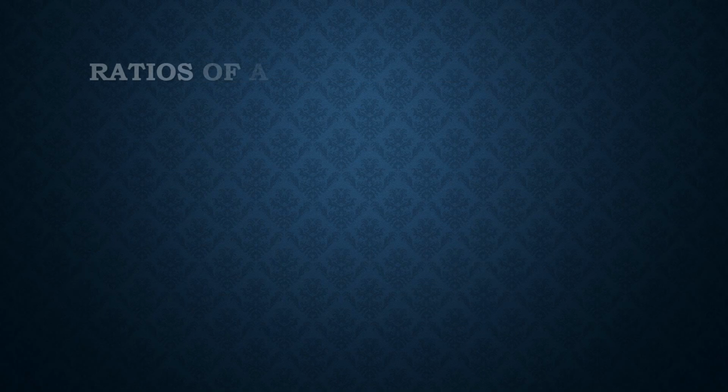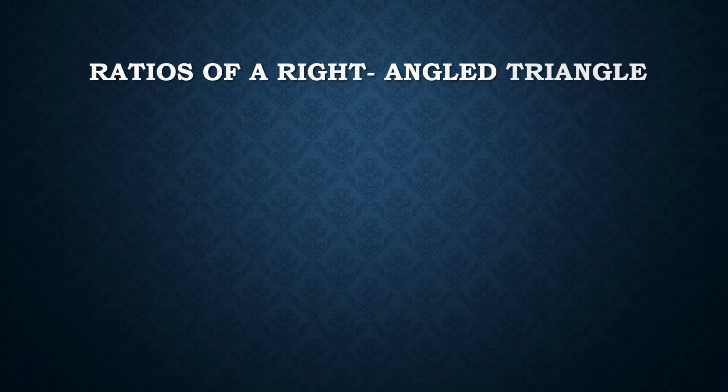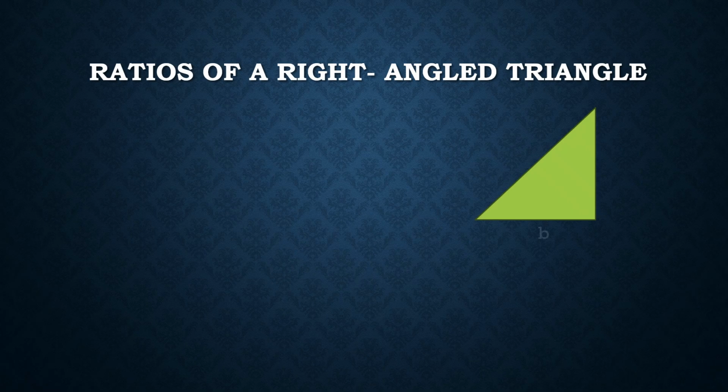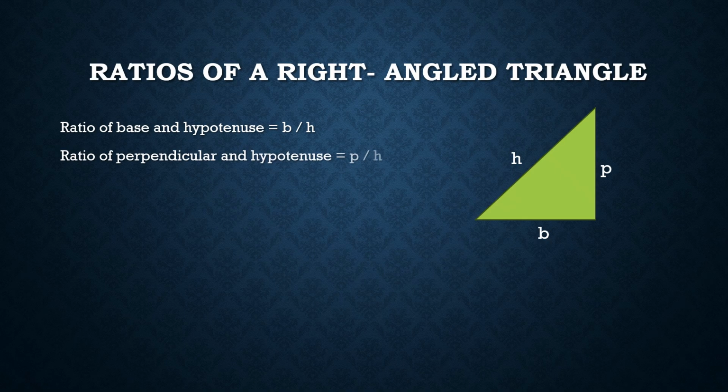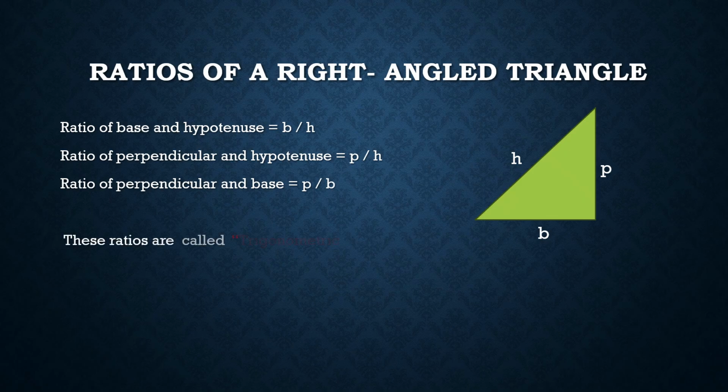Now let's see the ratios of a right-angled triangle. In a right-angled triangle, we have 3 sides: base, perpendicular, and hypotenuse. When we divide these sides with each other, we get different ratios. For example, the ratio of base and hypotenuse is b over h. The ratio of perpendicular and hypotenuse is p over h. And the ratio of perpendicular and base is p over b. These ratios are called trigonometric functions. In the next step, we will learn the 6 trigonometric functions like sine, cosine, and tangent.